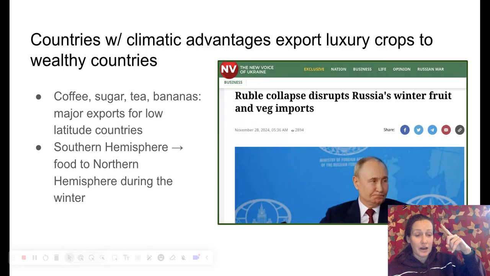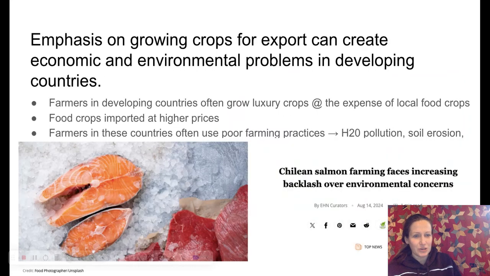For those of you in our other class who is studying bias, notice this is about the Russian economy. They're not growing a lot of vegetables and fruits in Russia in the winter, right? Ukraine. So look at the photo that they're going to choose of Putin, right? Of course, they're not going to choose a flattering photo of Putin.